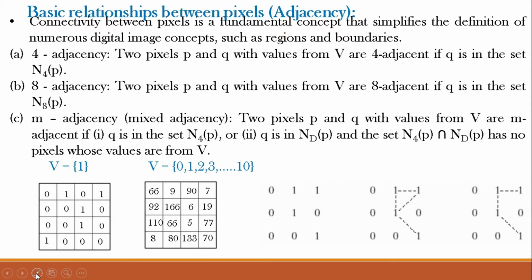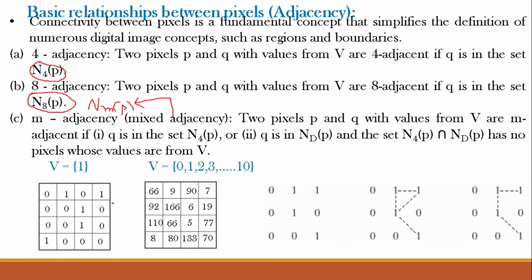So there are three types of adjacency: 4 adjacency, 8 adjacency and mixed adjacency or M adjacency. So 4 adjacency is represented by N4 of P, 8 adjacency is represented by N8 of P, and mixed adjacency is represented by Nm of P. First let us understand 4 adjacency and 8 adjacency.